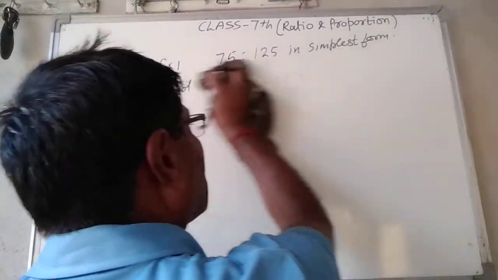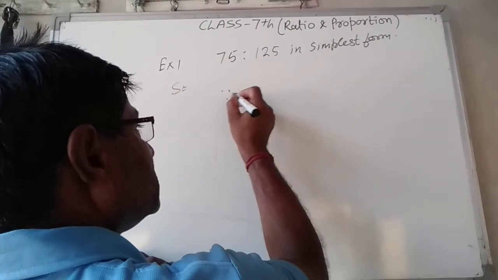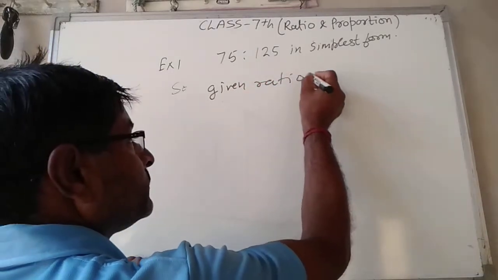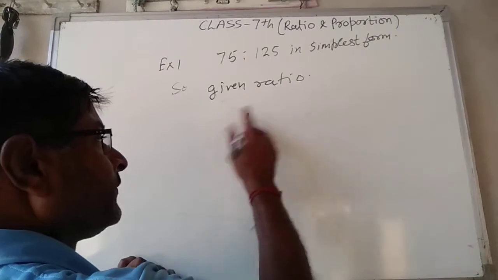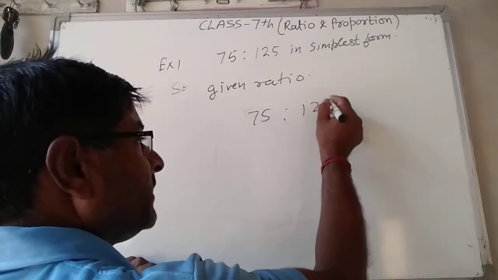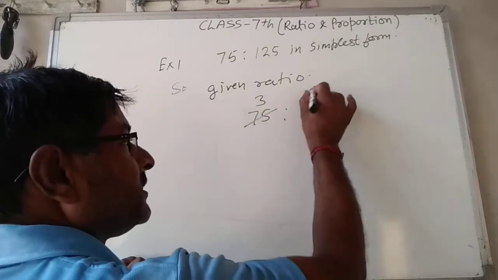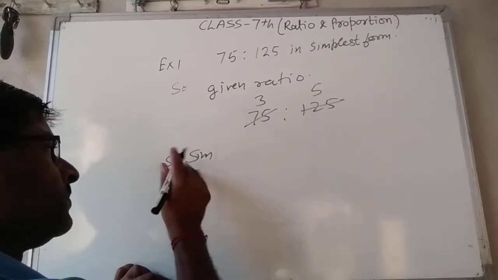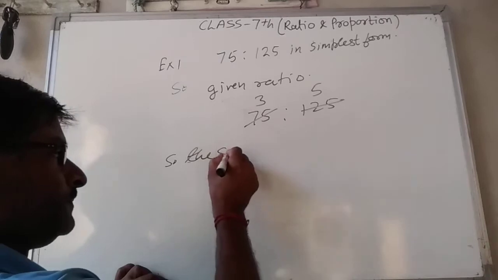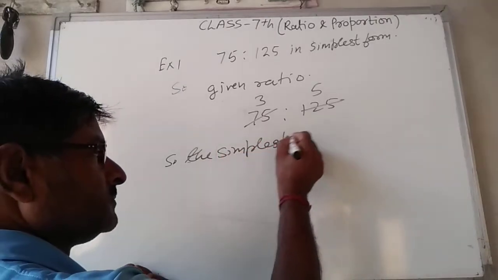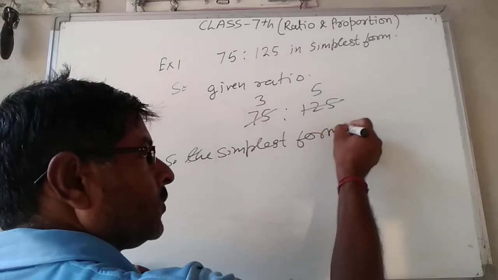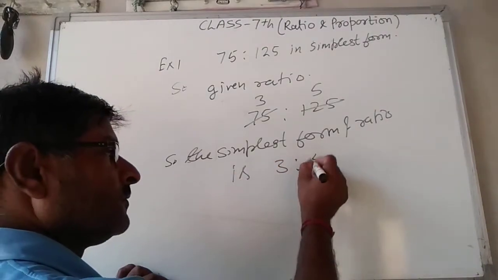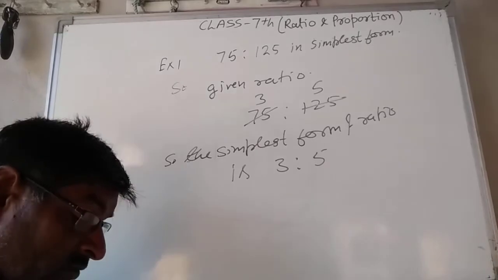आप डायरेक्ट दोनों टर्म्स को लिखेंगे. Since the given ratio is 75:125, और दोनों को हम 25 से कैंसिल कर देंगे, तो you get the simplest form of the ratio. So the simplest form of ratio is 3:5. So this is the rule. We can cancel the number.